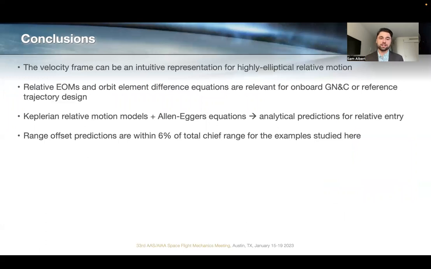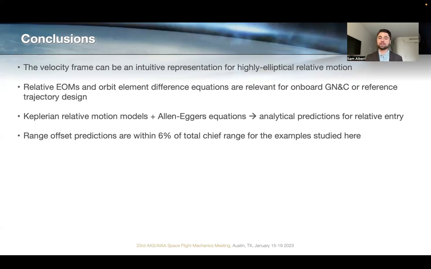I'll quickly go through some conclusions to wrap up. I think we've shown that the velocity frame can be an intuitive choice for highly elliptical relative motion. So I think it at least merits a look: look at your motion in that frame, see what it looks like. We developed the relative equations of motion and the orbit element difference equations, and these both provide direct relationships in the velocity frame that could be relevant for developing reference trajectories or for potentially onboard GN&C applications.